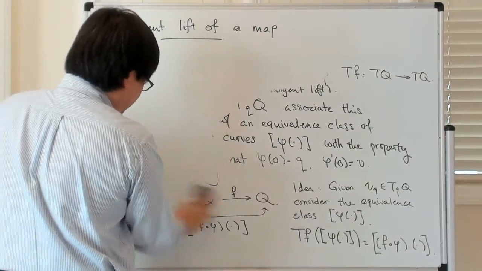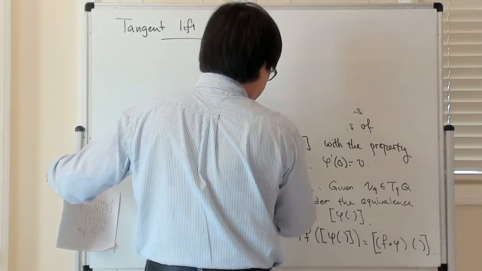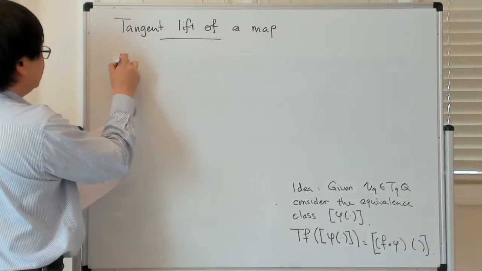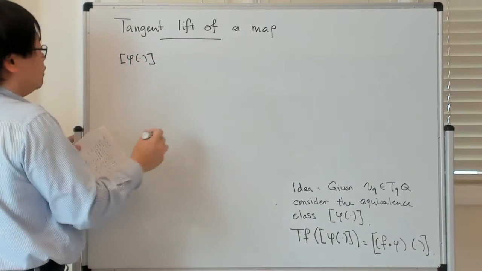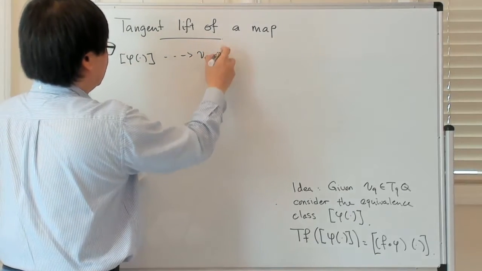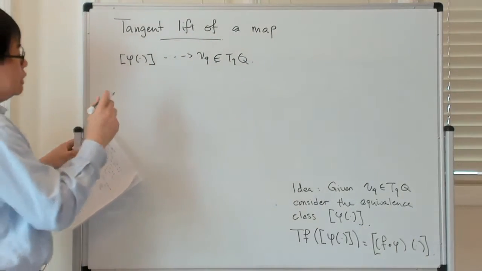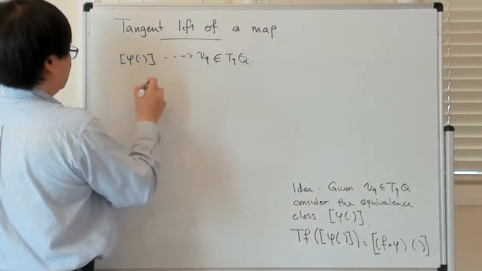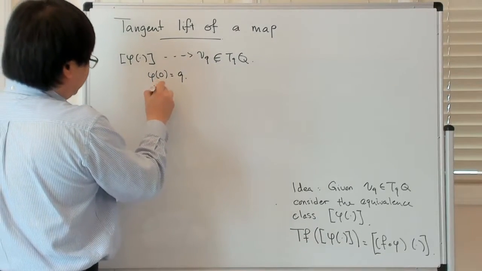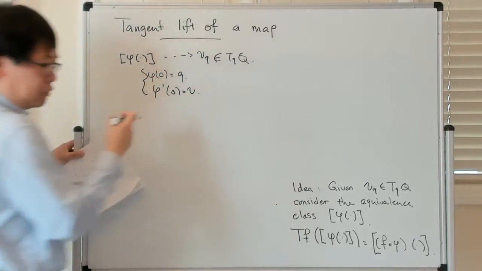So you might ask, how do you go about doing this? And the way you do this is again very, very simple. If you have this equivalence class of curves, and you want to get back to v of q, which is in the tangent space of Q at q, you take that curve and evaluate it at 0, and that's going to be q, more or less. And if you differentiate that and evaluate it at 0, you're going to get this v. So that's intuitively what you do.